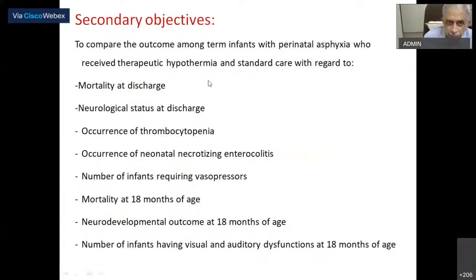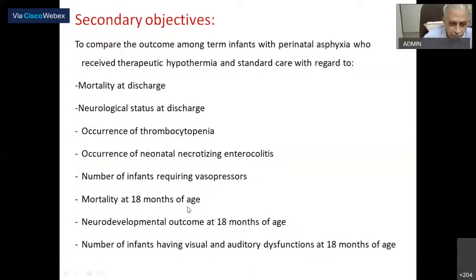Based on this primary objective, we have several secondary objectives to compare the outcome among term babies with perinatal asphyxia who received therapeutic hypothermia and standard care. So you wanted to look at the mortality at discharge. You want to look at the neurological status at discharge. You want to look at their platelet count, whether it changes with cooling or not cooling, and necrotizing enterocolitis, which occurs in the small babies, and whether vasopressors, the incidence of hypotension is more.